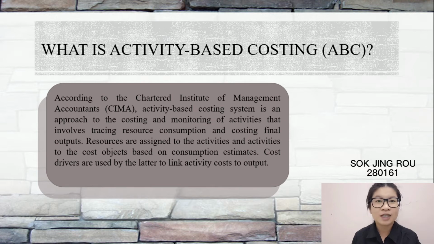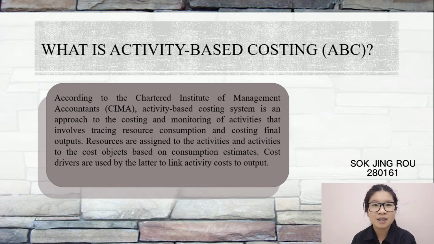Based on the Chartered Institute of Management Accountants (CIMA), an activity-based costing system is an approach to the costing and monitoring of activities that involve tracing resource consumption and costing final outputs. Resources are assigned to the activities and activities to the cost objects based on consumption estimates. Cost drivers are used to link activity cost to outputs.